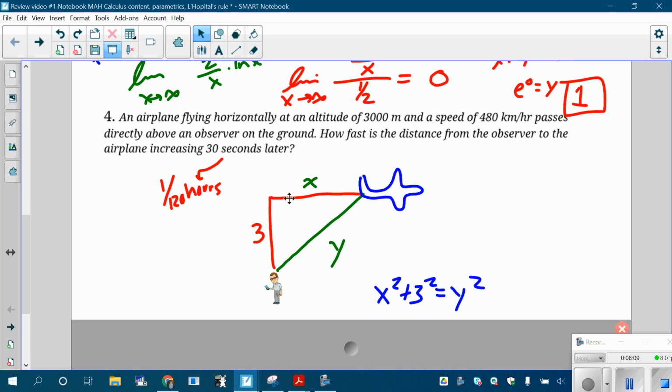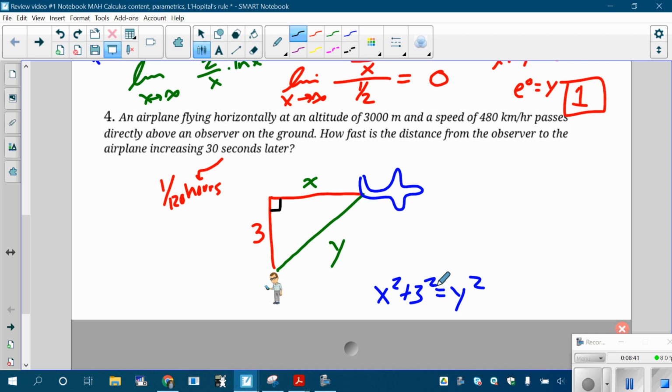Okay. Next, just a side. Again, we had a units issue here. This was in hours. They give this to me in seconds. I'm just going to make 30 seconds into 1/120th hours. Once you have your picture, you talk about how the different quantities, the different variables in the picture are related. This is an easy related rates one. What's the formula relating these numbers? Pythagorean theorem. 3 squared plus x squared equals y squared.